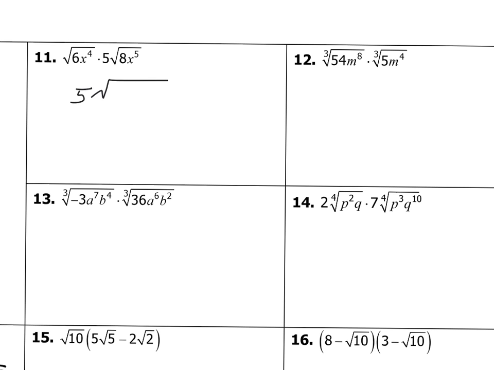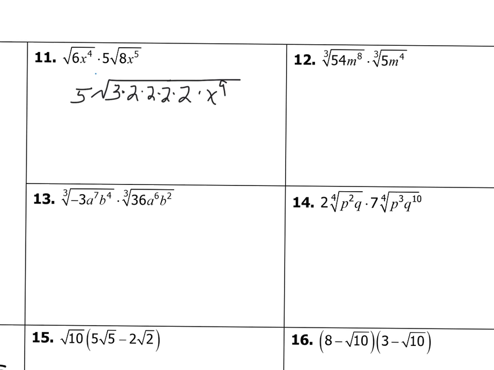And then underneath the radical, I'm going to stretch out what I have. A 6 is a 2 and a 3. So I guess I'll put the 3 first and then the 2. And then the 8 is 3 2's. Sometimes I'll do powers, sometimes I'll stretch them out. And then x to the 4th times x to the 5th, when multiplying like bases, you add the exponents. So we have x to the 9th. I rarely ever stretch out my variables.